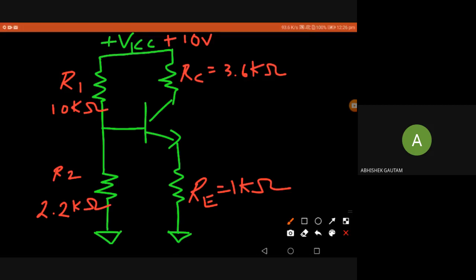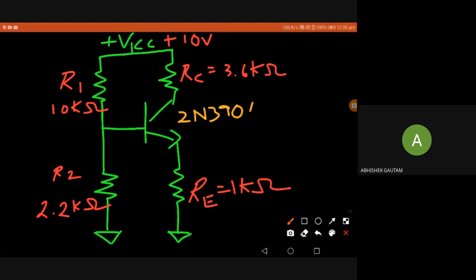Now, how to start and how to find all the currents, voltages, and everything. Now, you may ask, what is the beta? Sometimes if the question does not give the beta, you can assume a beta. Usually beta depends upon the transistor. In some questions the transistor number will be given, for example, written like 2N3904.